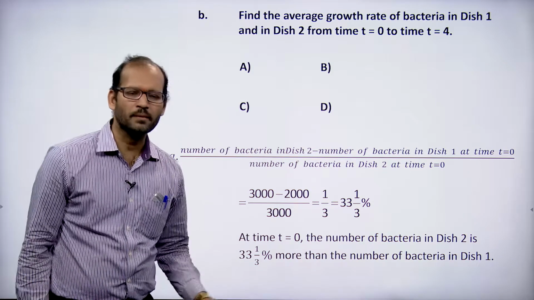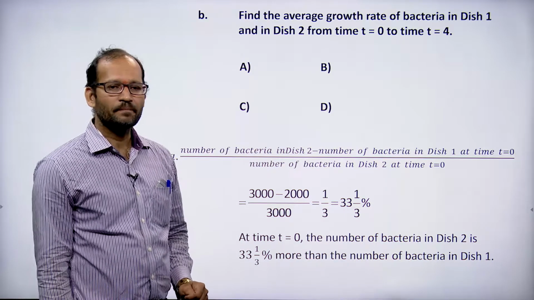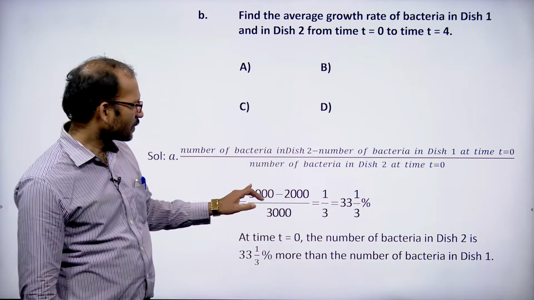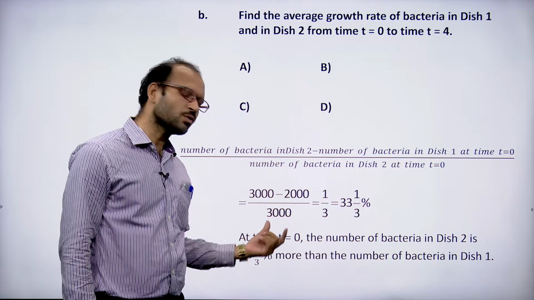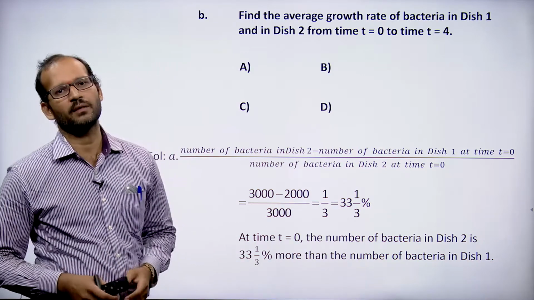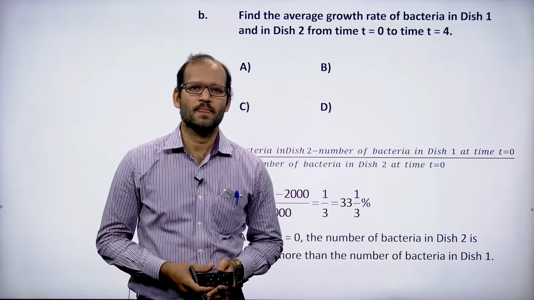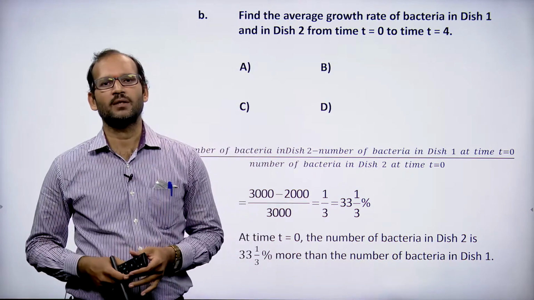Actually this is wrong. Here some mistake is there. 3000 minus 2000 by 2000, you are comparing with dish 1. With dish 1 if you compare, how much is more? You are not comparing with dish 2, right?